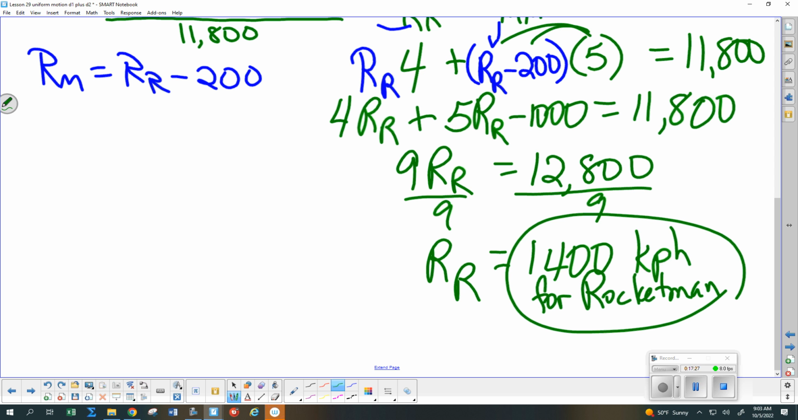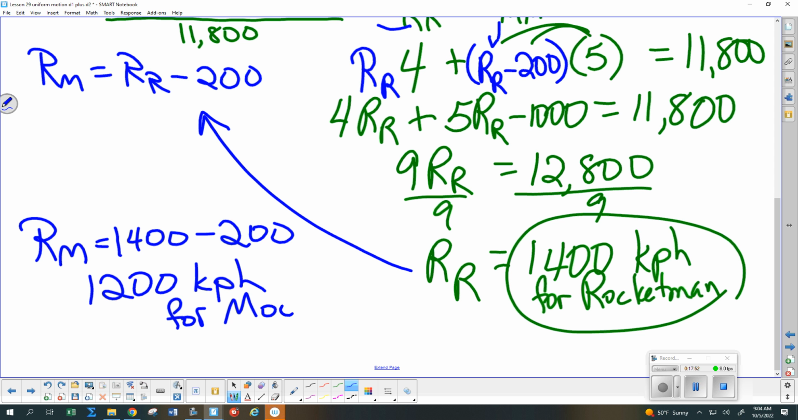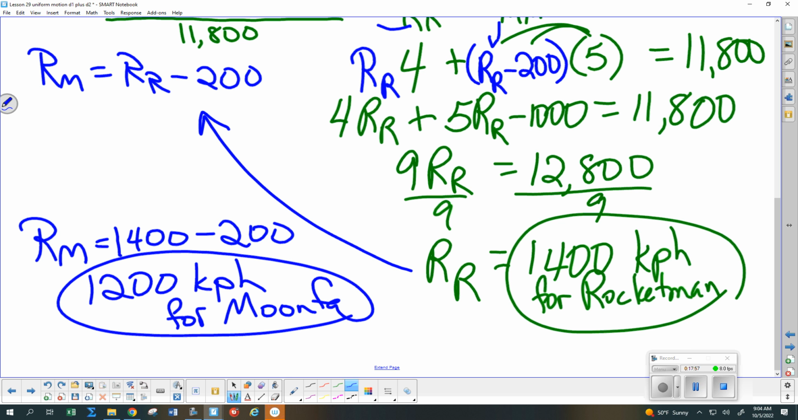Okay, I also needed to get Moonfa's rate. Riley, how do I get Moonfa's rate? Oh, 1,400 minus 200 is 1,200 kilometers per hour for Moonfa. Thumbs up, thumbs down on what we're doing today. All right, whiteboards.